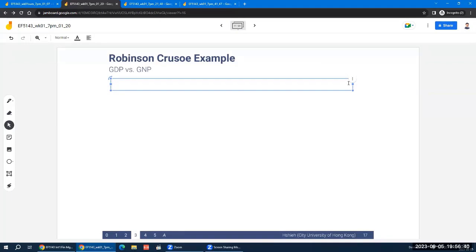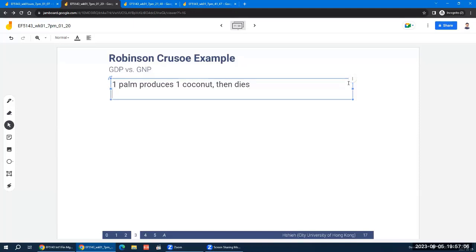Suppose we have one single source of means of production. We're on an island, and the means of production are palm trees. Palm trees are trees that produce coconuts. One palm tree produces one coconut, and then it dies. So I've defined for you this single means of production.